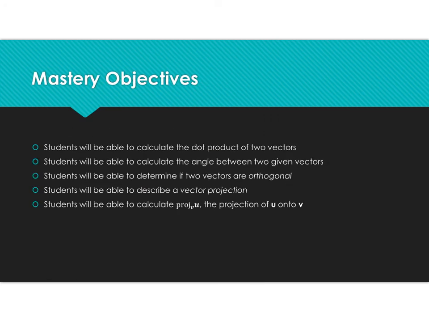So at this point, you should feel comfortable calculating the dot product of two vectors, calculating the angle between two vectors, determining if two vectors are orthogonal. You should be able to describe to me just in general, and to each other in general, what a vector projection is, as well as being able to calculate the actual vector projection. So those are the things you should be able to do, and we will be working on the homework in class like usual.